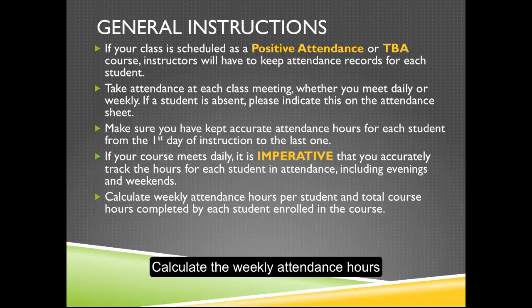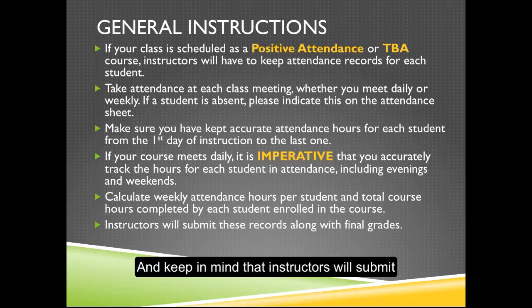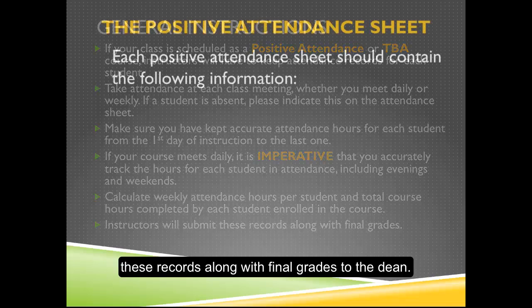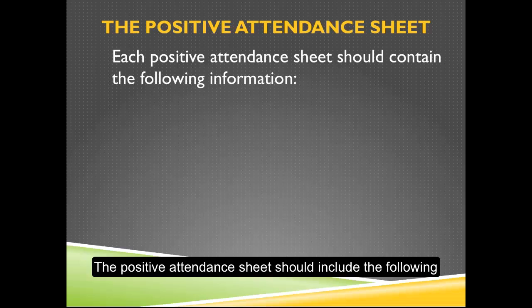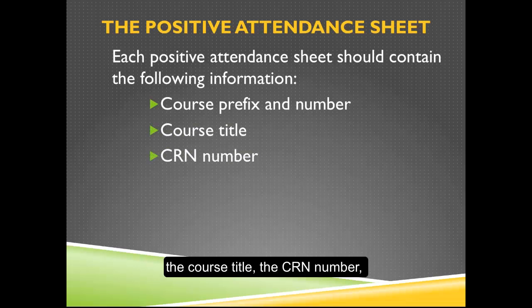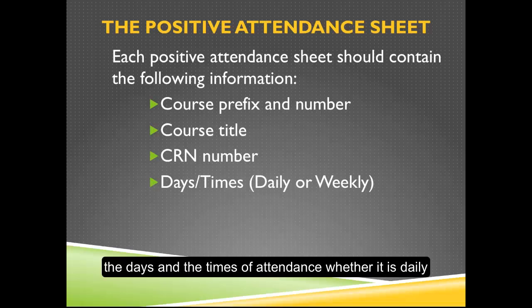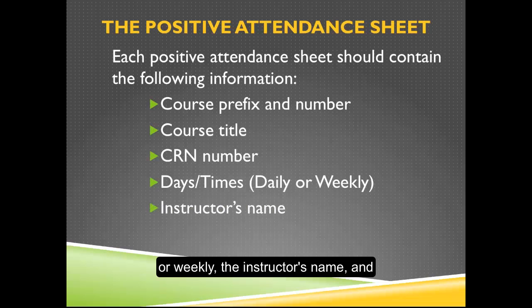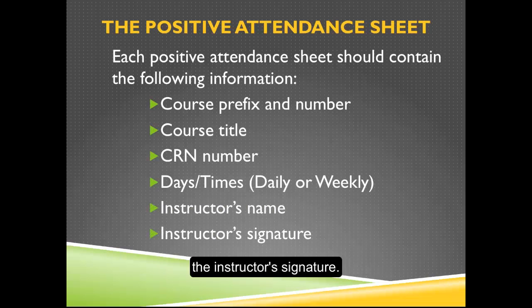Calculate the weekly attendance hours per student and calculate the total course hours completed by each student enrolled in the course. And keep in mind that instructors will submit these records along with final grades to the dean. The positive attendance sheet should include the following information: the course prefix and number, the course title, the CRN number, the days and the times of attendance, whether it's daily or weekly, the instructor's name, and the instructor's signature.